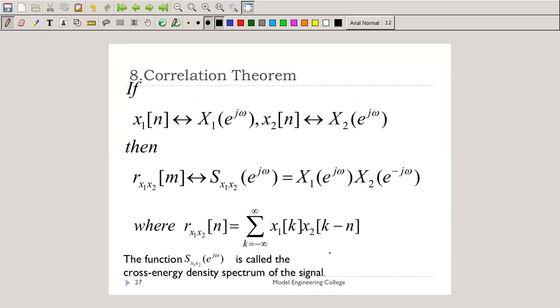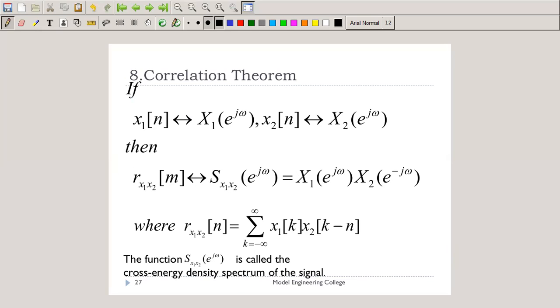The final property is the correlation theorem. Suppose X1(e^{jω}) is the DTFT of x1(n), and X2(e^{jω}) is the DTFT of x2(n). Then the cross correlation R_x1x2(m) is the correlation function. The DTFT of this correlation function is S_x1x2(e^{jω}), which is the cross energy spectral density. Therefore, S_x1x2(e^{jω}) is equal to X1(e^{jω}) times X2(e^{−jω}).